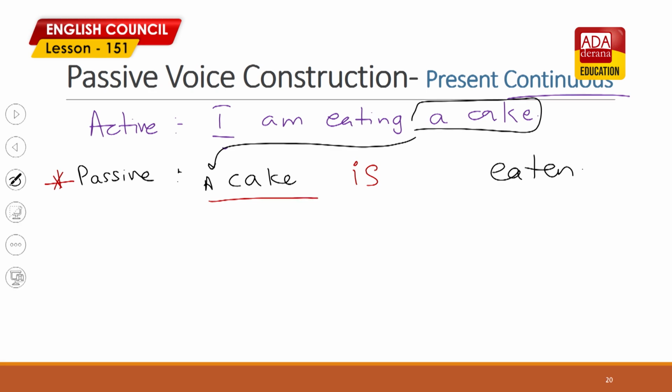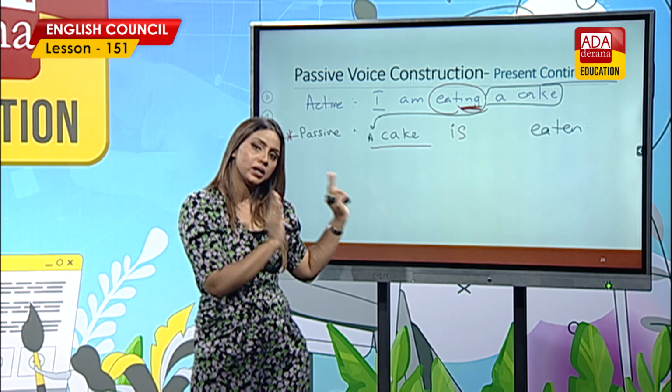So how do we show the ing now? Of course in your active sentence you can show it in your main verb with ing: I am eating a cake. I am eating at this moment. You can show it with your ing verb.